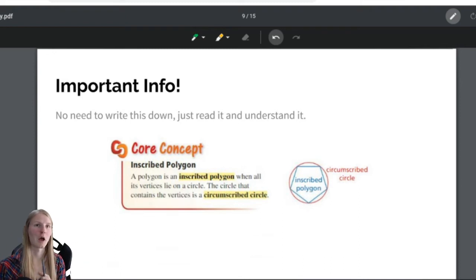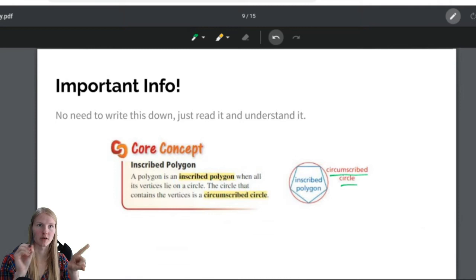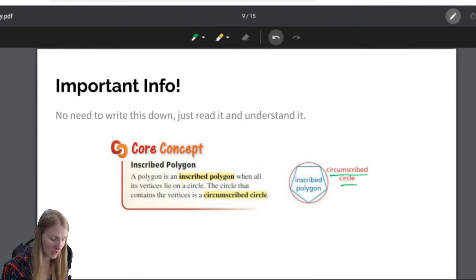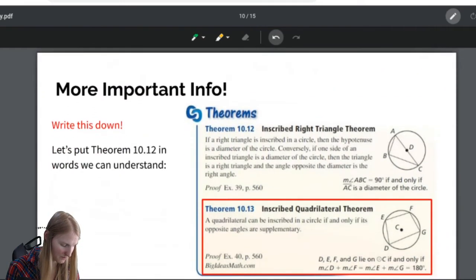So, I wanted to review this. You don't have to write this down. We're just going to review this because we see the return of the word circumscribed, which we had lots of fun with in class, didn't we, 4th period? Okay, so an inscribed polygon is the shape inside of the circle. When a shape is inside of a circle like this, we call that circle a circumscribed circle, because remember that means outside. A circle that is outside of the polygon. Okay, woohoo! Let's do some more theorems.